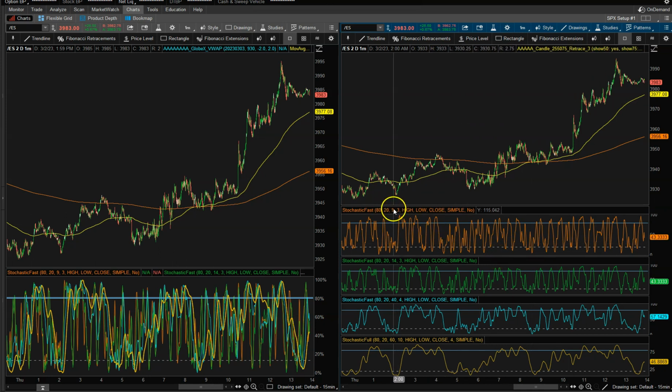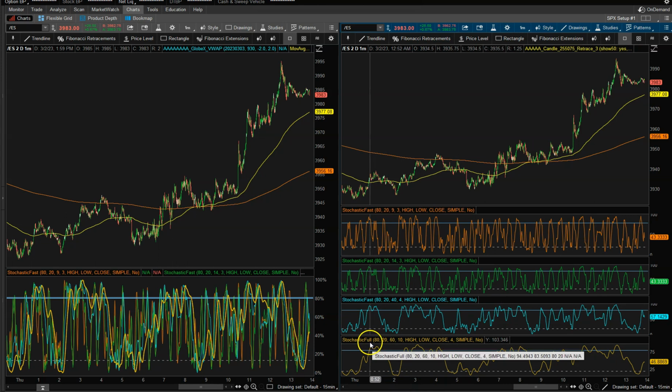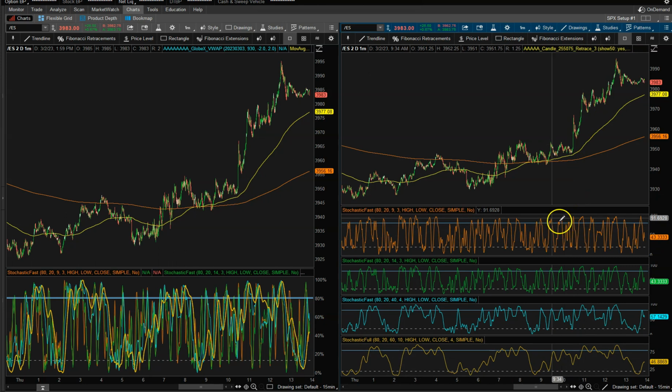And it's essentially a 9-3 fast stochastic, a 14-3 fast stochastic, a 44 fast stochastic, and then a stochastic full 60-10. Now, this is a 1 minute. Think of it this way: a 1 minute, I believe a 2 minute, a 3 minute, and a 5 minute. So if I was to take these stochastics on each time frame, that's what they're showing me, right?